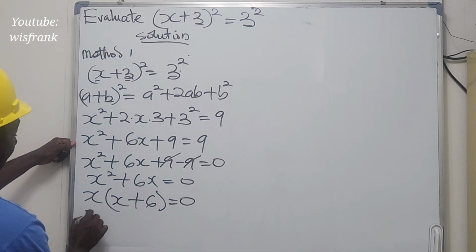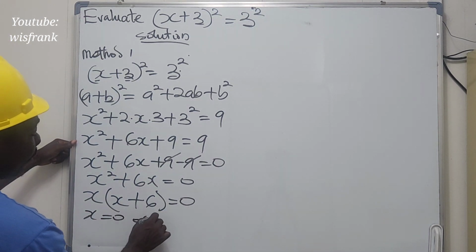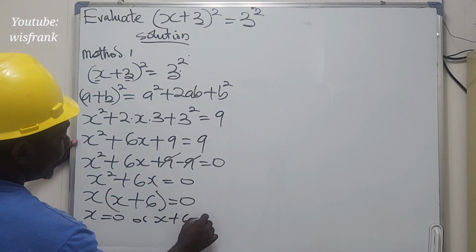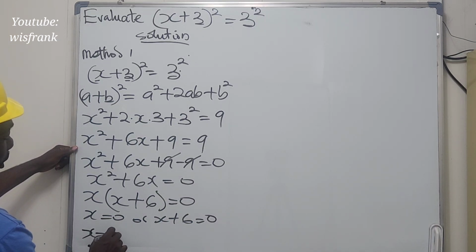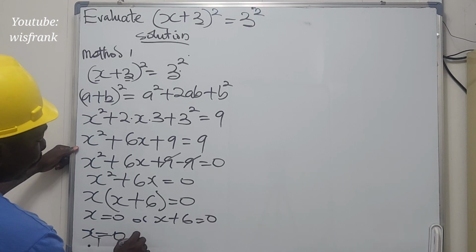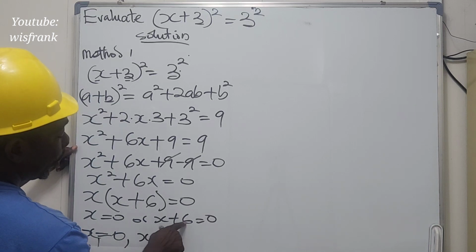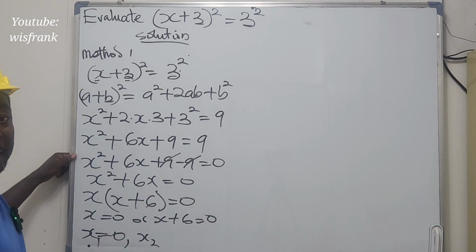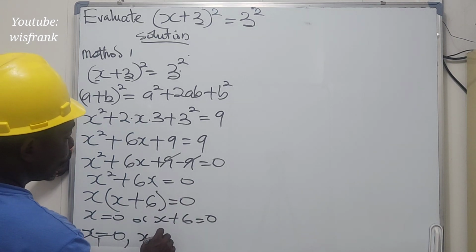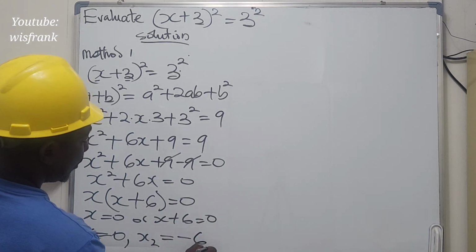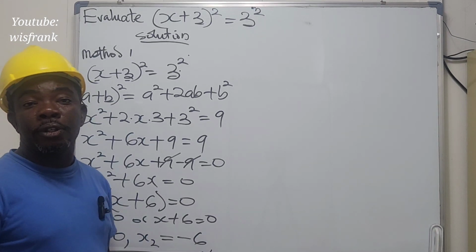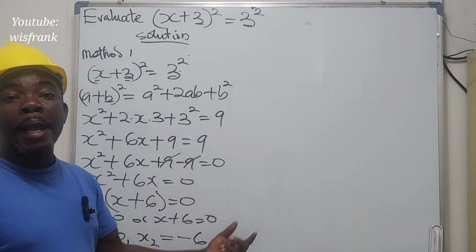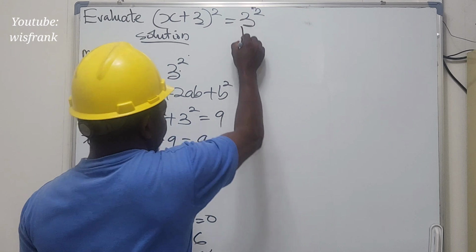So we say x = 0, or we have x + 6 = 0. The first one is x = 0. This is the first solution of x, which is x1 = 0. And also our x2 will come from x + 6 = 0. Therefore, x2 will be equal to −6. So this is the value of x that we have: x = 0 and x = −6. So that is for method 1.